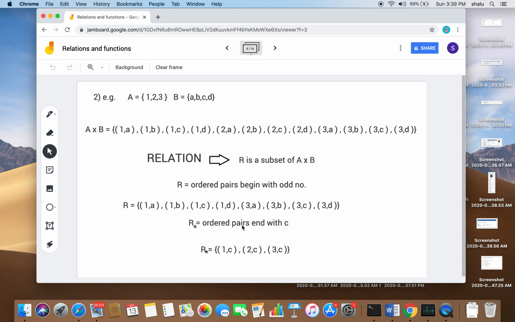Let's say ordered pairs which end with c. So again look at the A cross B. Do we have pairs in which we have second element as c? Yes. How many pairs are there? There are 3 pairs, 1c, 2c and 3c. So we are going to write these 3 pairs in R star, right? This is how we write the relation in roster form.